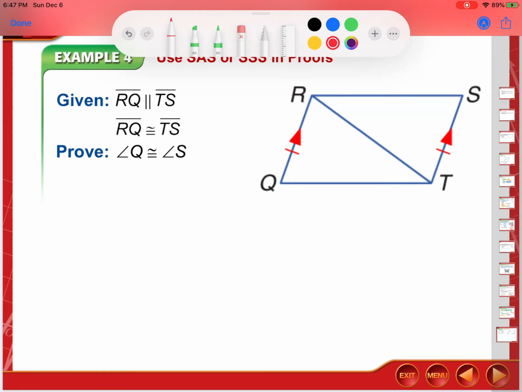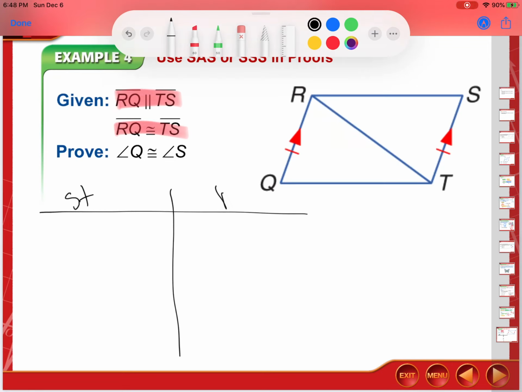So we have RQ is parallel to ST. Okay, here it comes. We're back to chapter 3. So these two lines are parallel, and RQ is congruent to ST as well. They already labeled all of that for us, which is delightful. I'm going to highlight this in red just because they used red marks to show it. And then our proof statement is that angle Q is congruent to angle S. So this is going to be slightly longer than the last proofs, I believe.